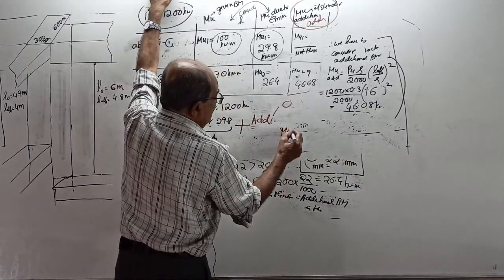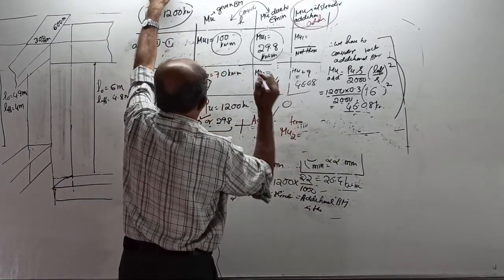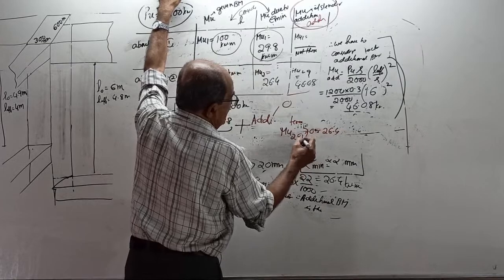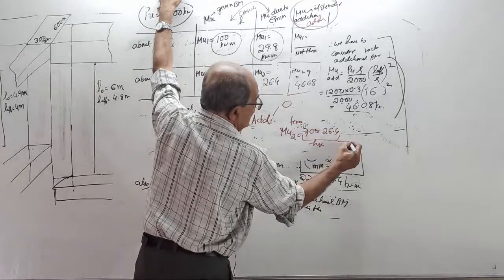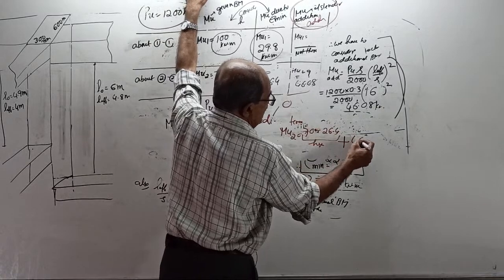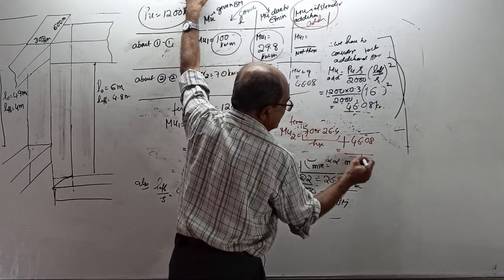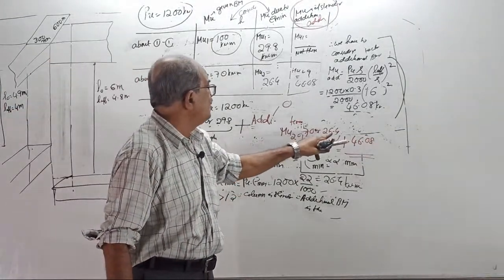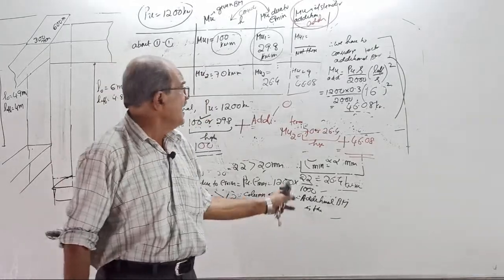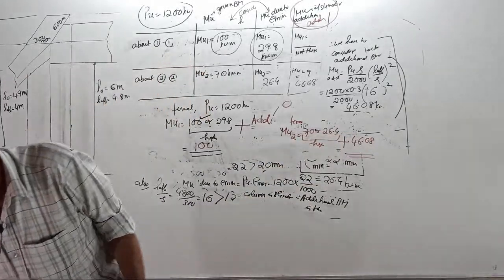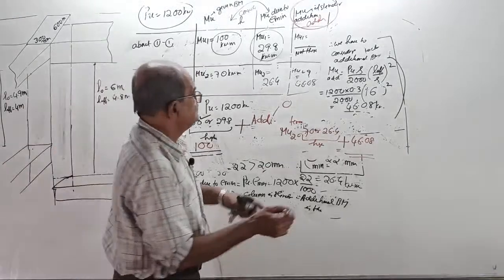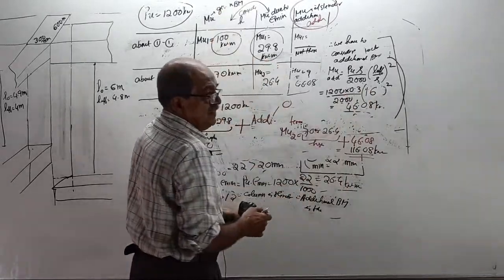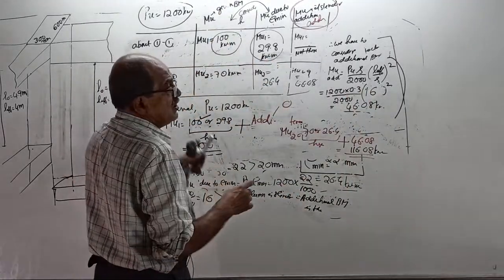And final MU2 is what? Final MU2 is 70 or 26.4. Among these two, whichever is higher, then plus 46.08. Therefore, tell the answer. Either 70 or 26.4, whichever is higher, plus 46.08, that is 116.08 kilonewton meter. Over.